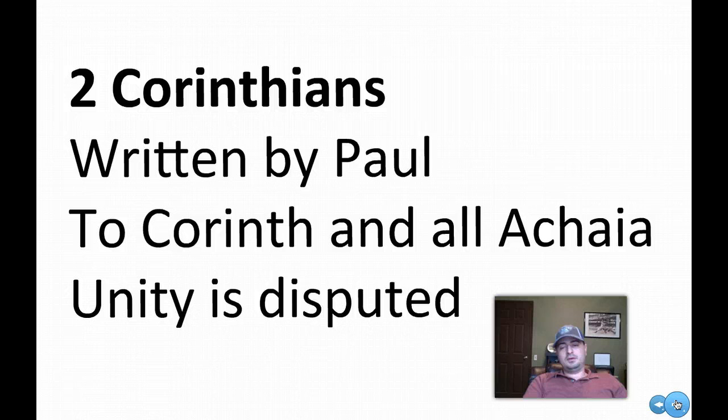Second Corinthians, written by Paul to Corinth and all Achaia, which is nearby Greece. Its unity is disputed, and by unity we mean literary unity. This is something I didn't talk about with 1 Corinthians, but in the Bible we have two letters written to the Corinthians. We have 1 Corinthians and 2 Corinthians.